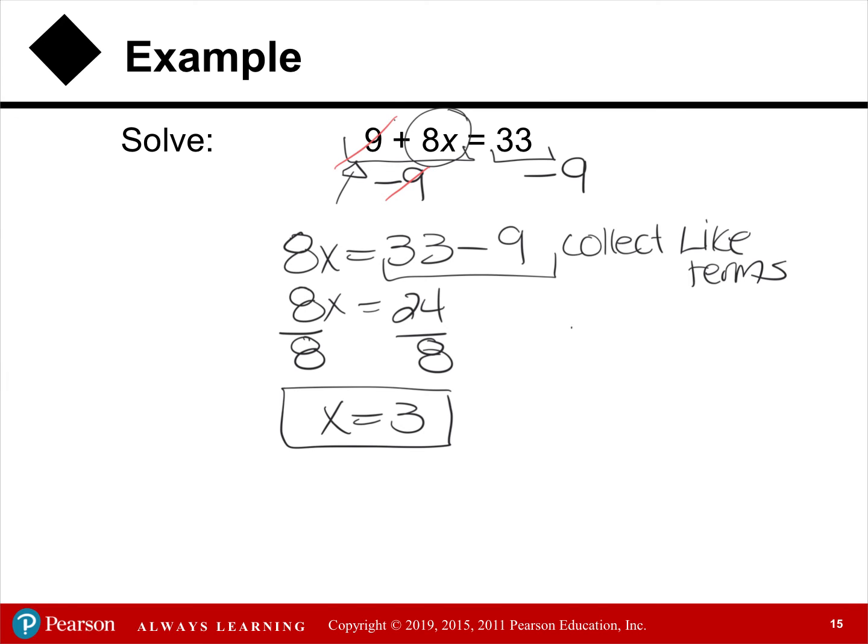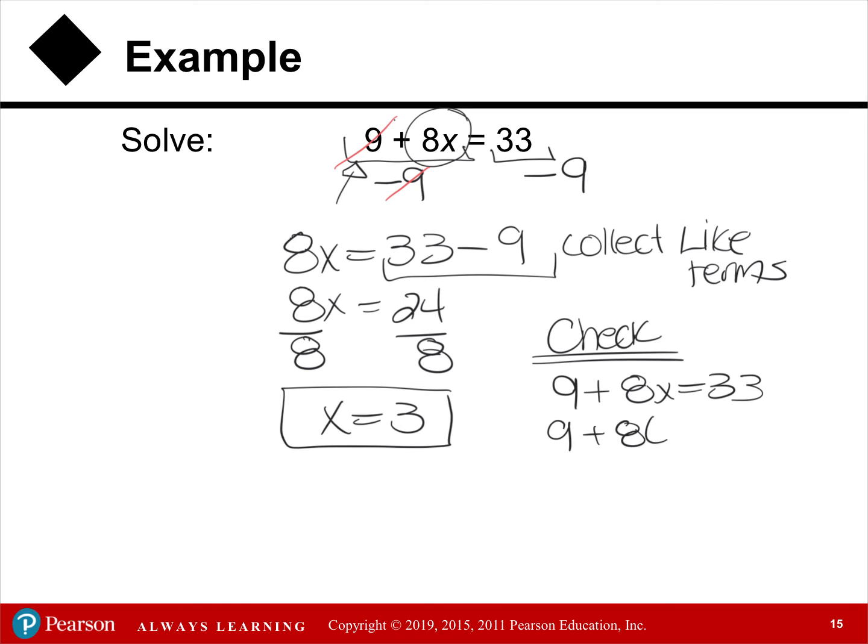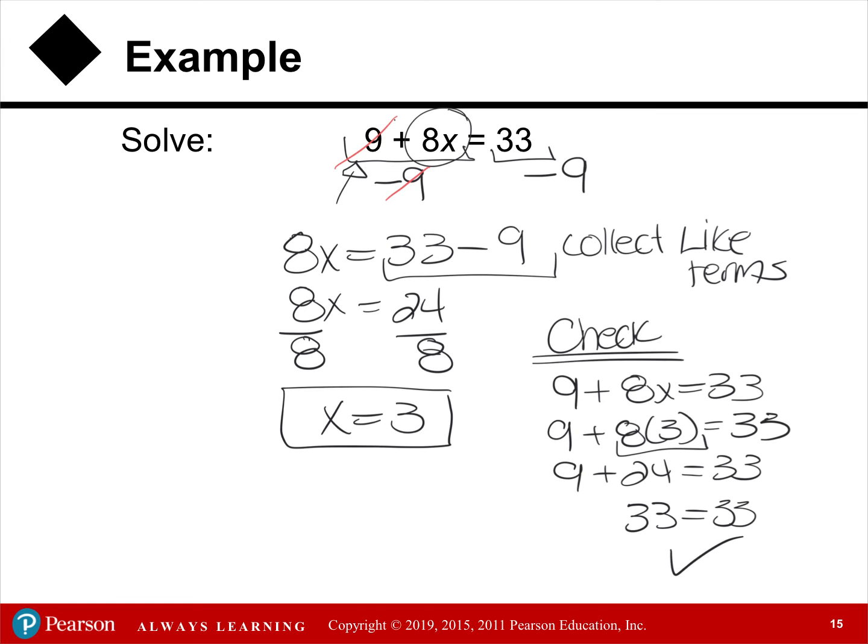Okay, and remember that we're going to check it, make sure, hey, is it right? So I'm going to go 9, 8x equals 33, and replace my x with 3. BEDMAS says I do this first. And 9 plus 24 is 33 equals 33. Yep, it checks out.